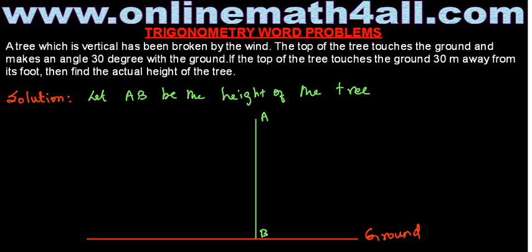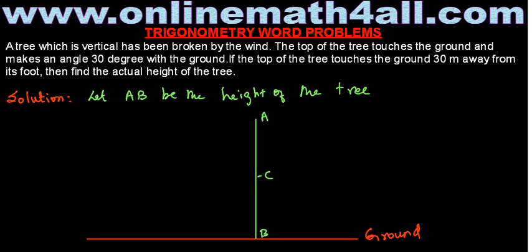A tree which is vertical has been broken by the wind. So now the tree has been broken by the wind. Let us assume the tree has been broken at some point between A and B. So I assume the tree has been broken at the point C between A and B. So say C here.